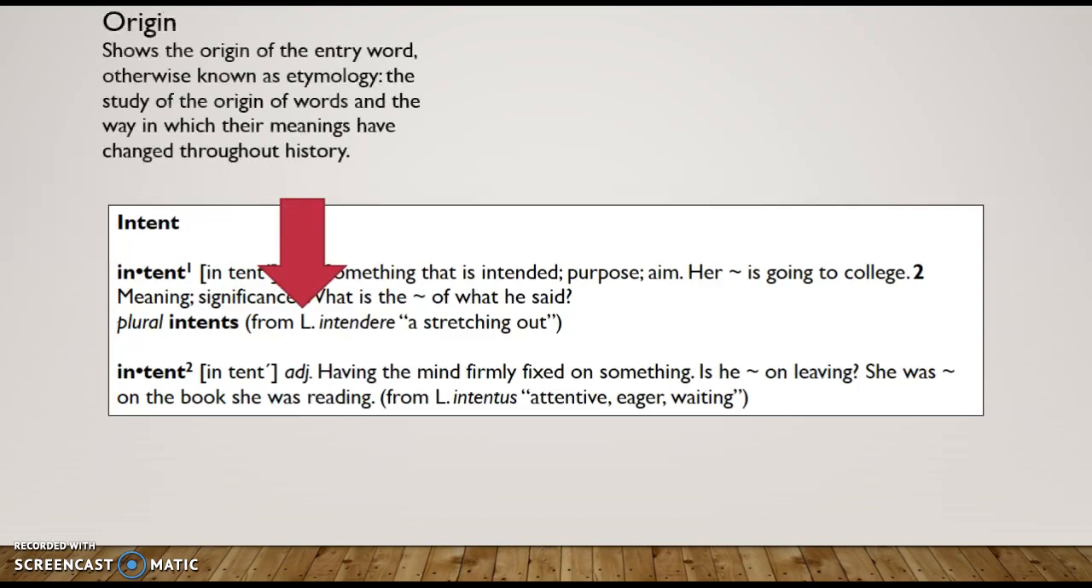The last thing we want to note is the origin. The origin, as the name suggests, shows the origin of the entry word, which is otherwise known as the etymology. Etymology is the study of the origin of words and the way in which their meanings have changed throughout history. Our origin here says, from L intendere, as stretching out. The L means that the origin of intent is Latin. Many of the words that you'll find in the dictionary originate from Latin, as does this one. And originally, the word intent is derived from intendere, which means a stretching out.